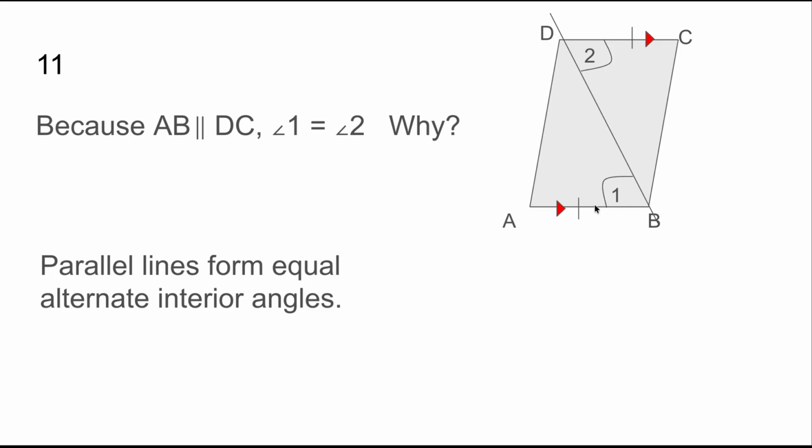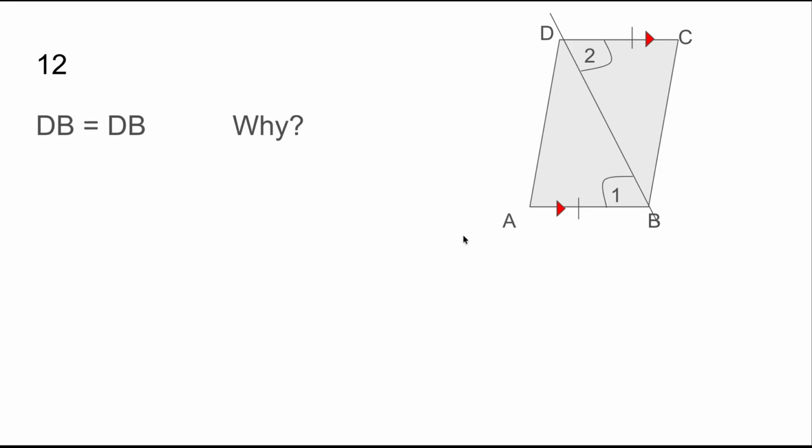See how these are alternating, and they are interior because they're inside of these two parallel lines. If we think of these as our parallel lines, DC and AB, and this is our transversal, BD, then these would be interior because they are inside our parallel lines, and they're alternate because they're on opposite sides of the transversal. So we're using our lesson from previous lessons as a proof in this one.